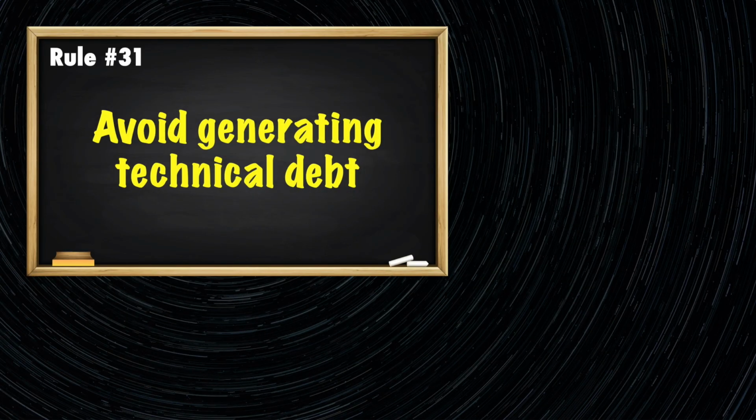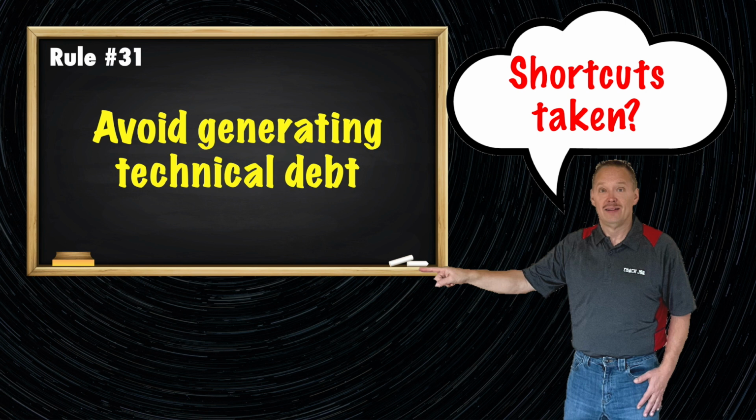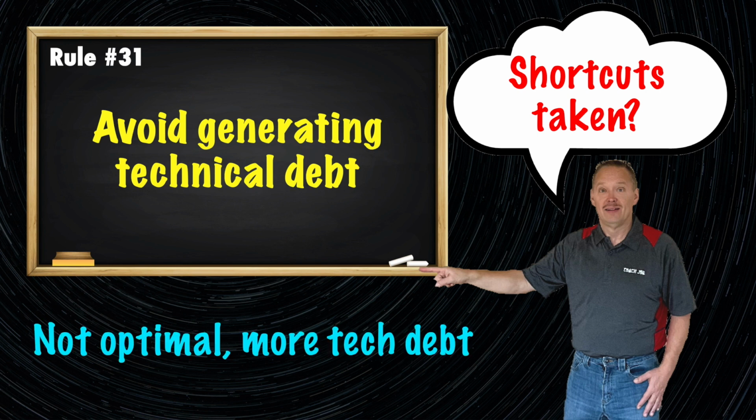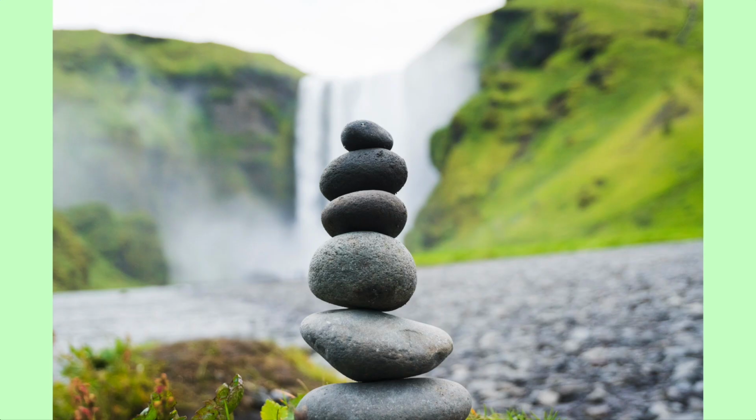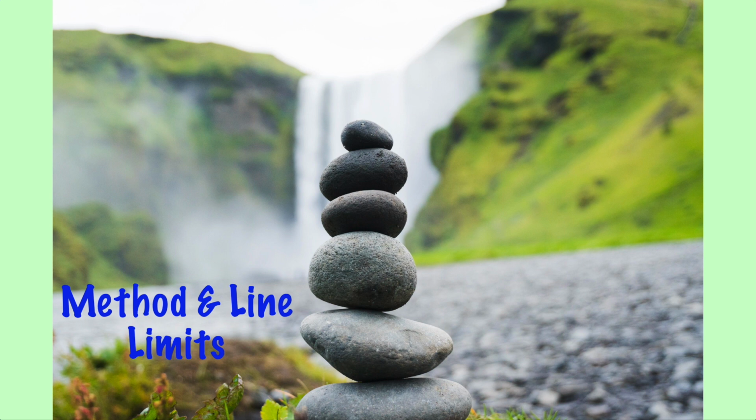Rule 31. If any shortcuts were taken with the code in Coach Joe rules, then the code is less optimal, which means more technical debt. I challenge you to find a happy balance. Each class should have a reasonable number of methods and lines of code while having only one responsibility.